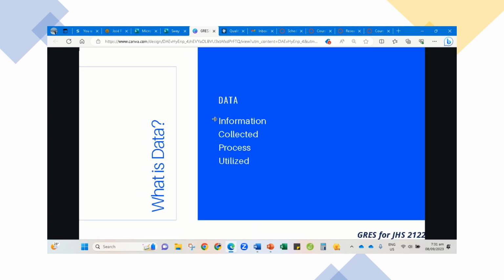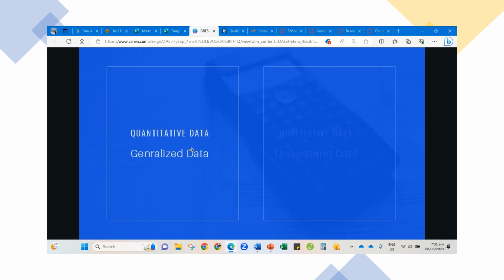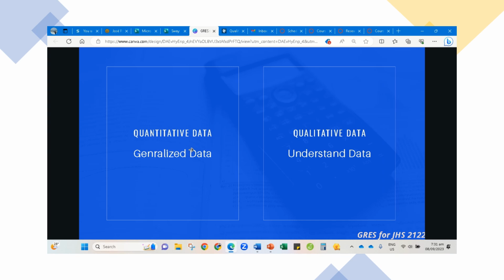So data is information that could be collected, processed, and then utilized to make some inferences, to make some generalization. Now, the data could either be this one. This is in line with your research. When you look at it, if you're collecting quantitative data, generally you want to generalize the data. However, if you look at qualitative data, you want to go on understanding the data.